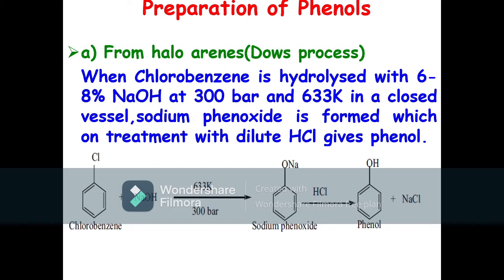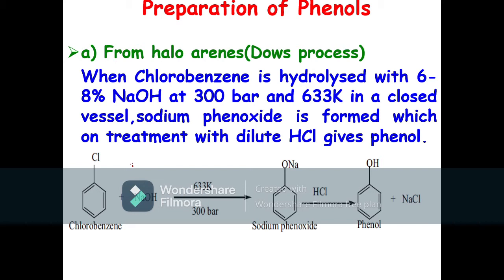First, preparation from haloarenes, in which we are taking chlorobenzene. Chlorobenzene can be prepared from halogenation of benzene. So we are taking benzene. It is treated with chlorine. It gives chlorobenzene. So we are taking the chlorobenzene.